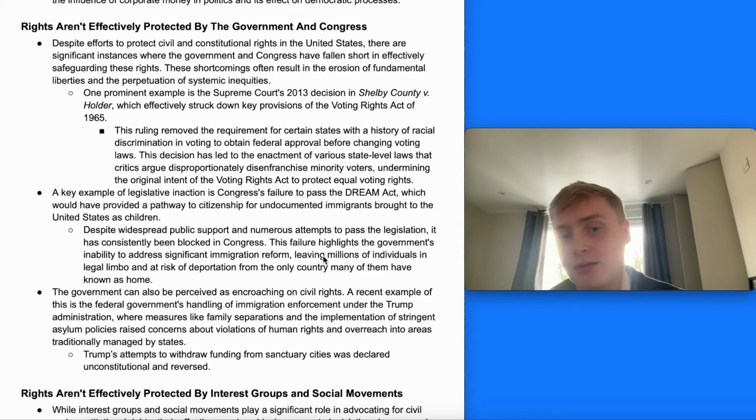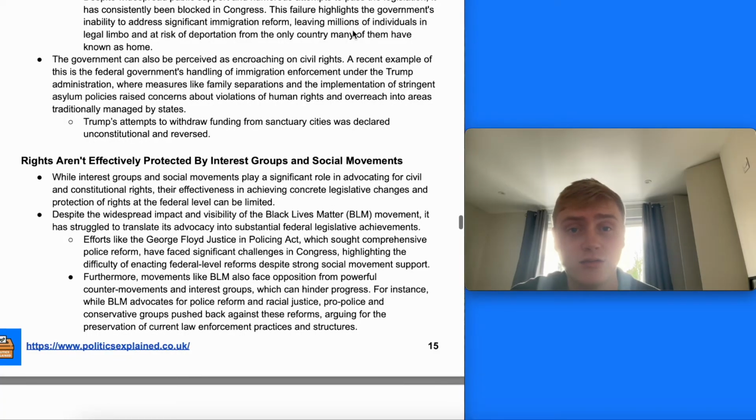There's also a number of cases where Congress has failed to enact important legislation to protect rights. That can be seen in the DREAM Act, which would have provided a pathway to citizenship for undocumented immigrants brought to the United States as children, but that was blocked, in particular due to the filibuster by Republicans in the Senate. Whilst also you can look at the legislative proposals promoted by the Black Lives Matter movement, including the George Floyd Justice in Policing Act and the Breathe Act, both of which failed to be passed by Congress.